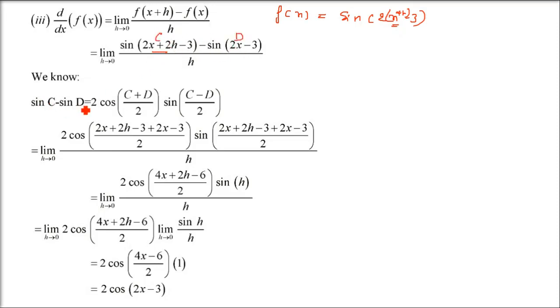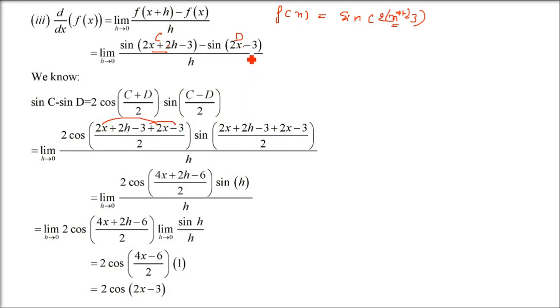Okay. This is sin c minus sin d. So it is 2 cos c plus d by 2, sin c minus d by 2, because for sin c minus sin d we can use this. Now what do you see here? So you have 4x and minus 6 plus 2h. So 4x plus 2h minus 6 by 2.